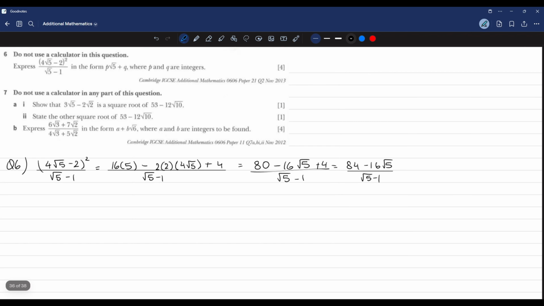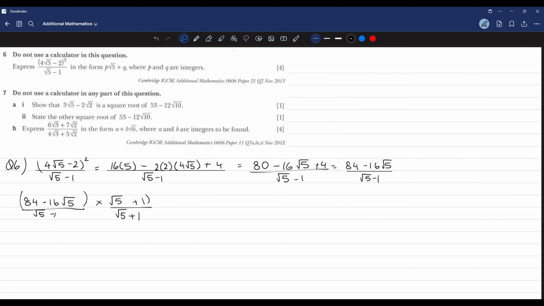How I'm going to simplify this? I'm going to use the conjugate set. So 84 minus 16 under root 5 divided by under root 5 minus 1, multiplied by under root 5 plus 1 divided by under root 5 plus 1. Simplify this. I'm going to use the FOIL method.